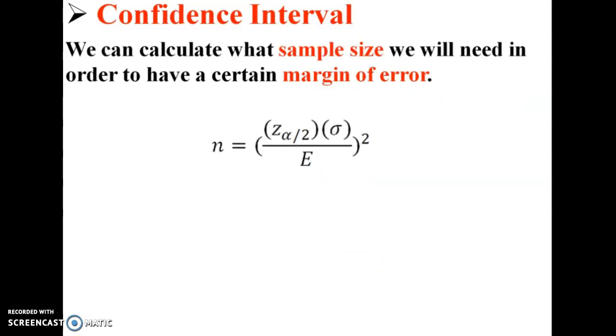So here's the formula we use. And the E on the bottom is the error we're willing to accept. We already explained z sub alpha over 2 and sigma.